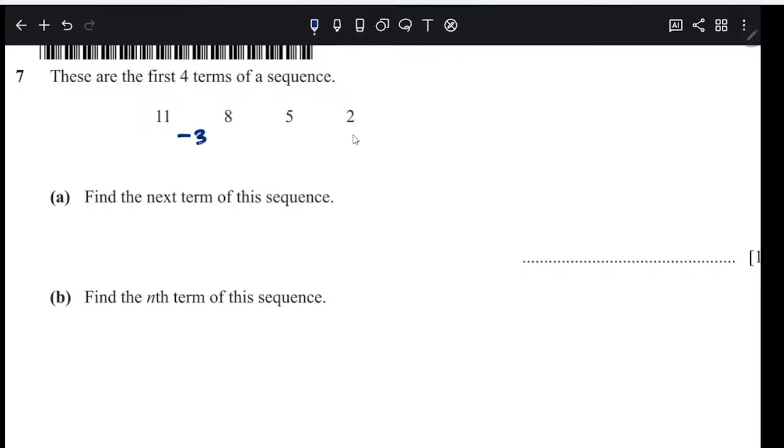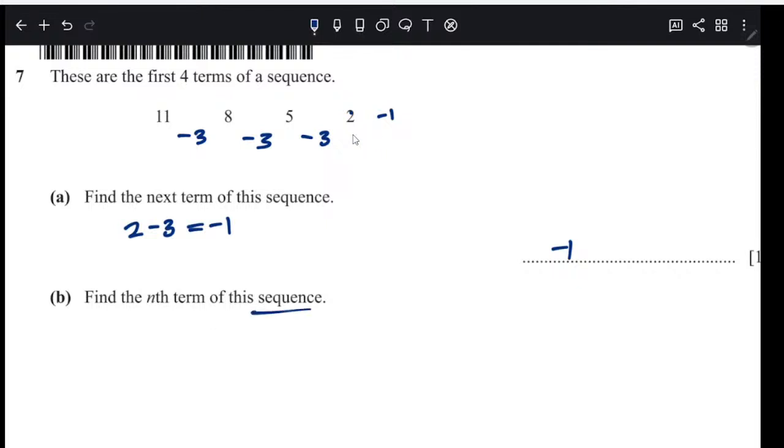You say 5 minus 8, you get negative 3. 2 minus 5, you get negative 3. So you're seeing that it's going down by 3. So the next term will be 2 minus 3, you get negative 1. Okay, so the next term is negative 1.